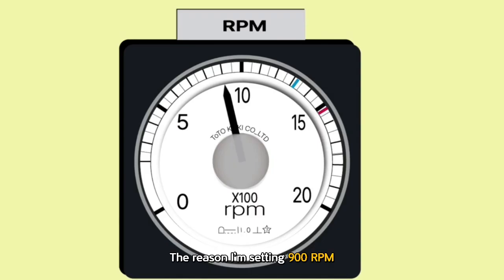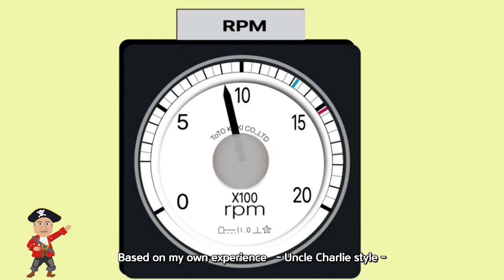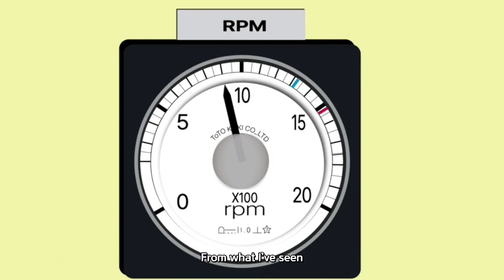The reason I'm setting 900 RPM as the benchmark is based on operational experience. Based on my own experience, Uncle Charlie style. From what I have seen, most marine boilers can sustain this RPM range without any issue. When following this gradual increase method, the boiler is generally able to maintain steam production and meet the required steam demand for the COPT without any performance drop.